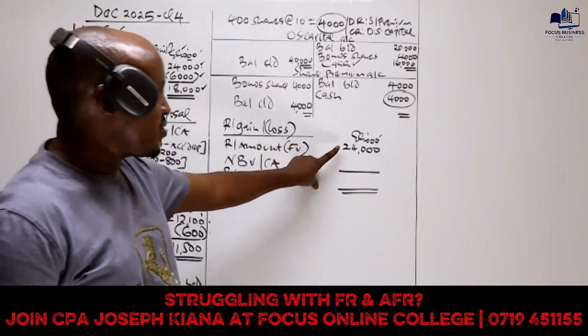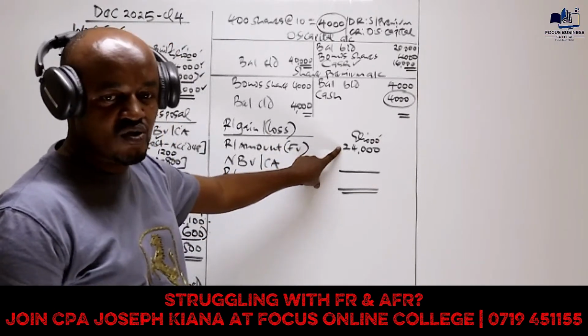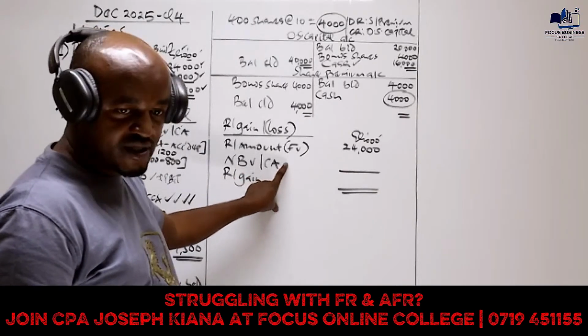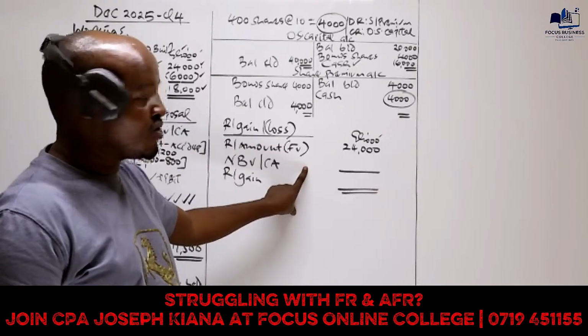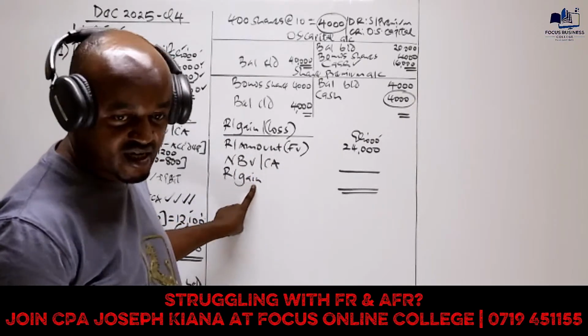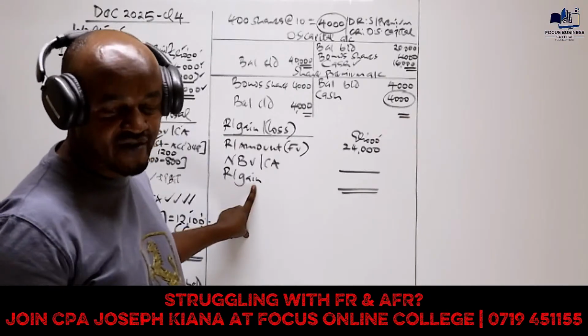So are we supposed to compare this with the cost? No. We need to compare that with the net book value. And actually, we know the net book value is the cost minus accumulated depreciation. So we don't have this one. But in our case, we have this revaluation gain. The revaluation gain, this one, we have it in the income statement.